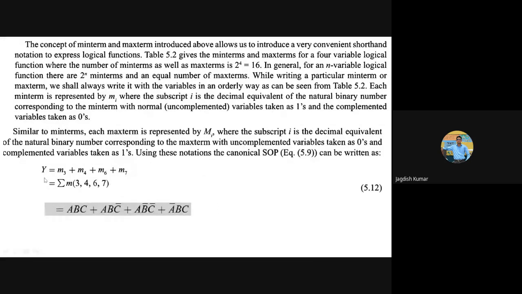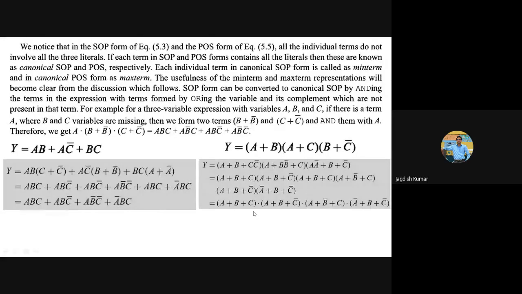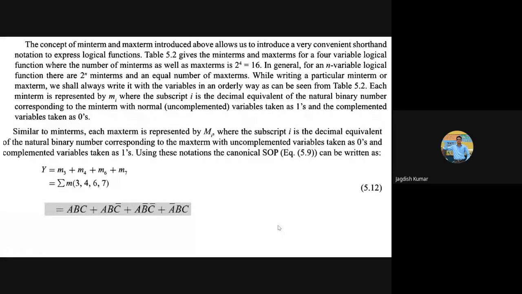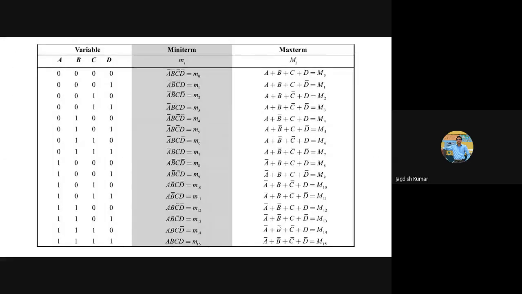In that case, it will be Y equals capital M, whatever is this. This one is actually, you can see here, A, B, C. So this is M0. It's not plus now. In this case, we will write down M0 dot, whatever terms are appearing here. That is where these min terms and max terms are useful. In the next class, we will be studying more usages of these min terms and max terms.